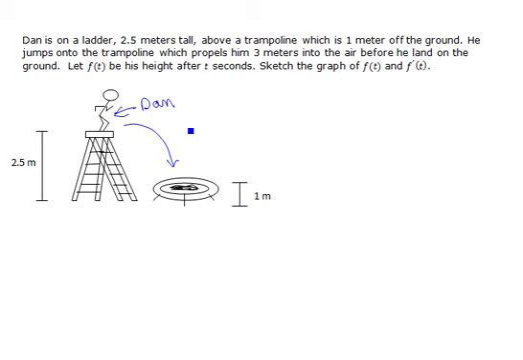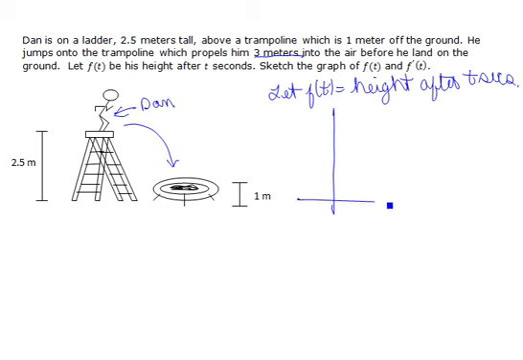The trampoline's going to push him up to a height of 3 meters before he then jumps back down and lands on the ground. And we're going to let f of t be his height off the ground after t seconds. Okay, so let's see if we can take a look at what this graph might look like. So this is t, this is f of t.